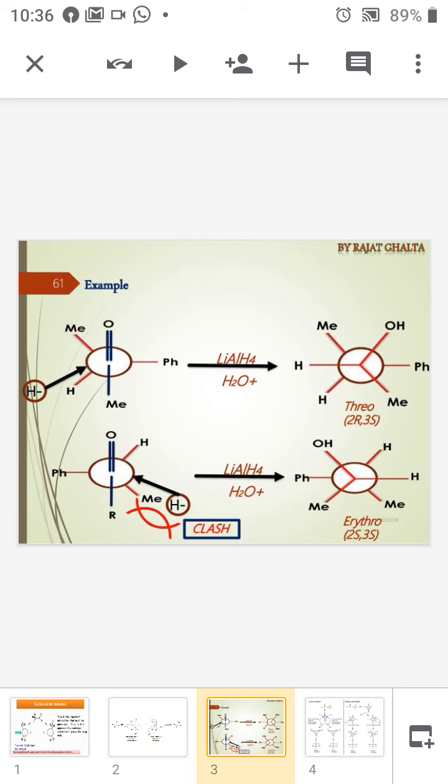Whereas if we attack from the opposite side, that is, towards the side of the methyl group, we can see the steric hindrance between R and the methyl group. So this is not a preferred side for the attack of the nucleophile. So the first one is the preferred configuration.